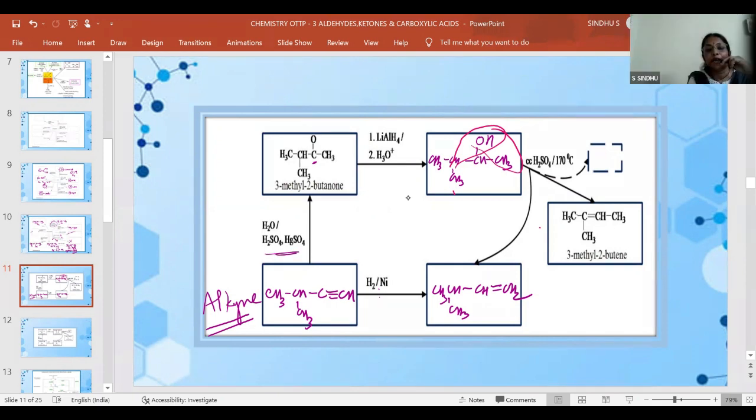Hydration in presence of mercuric sulfate and sulfuric acid gives us ketone, the tautomerized product. We'll have OH getting attached here, H getting attached here, then there's the shift here. So tautomerism happening. So this is all these, no?